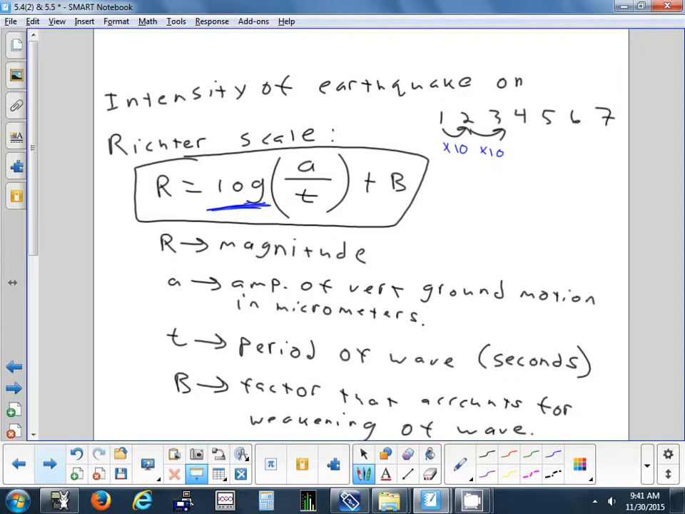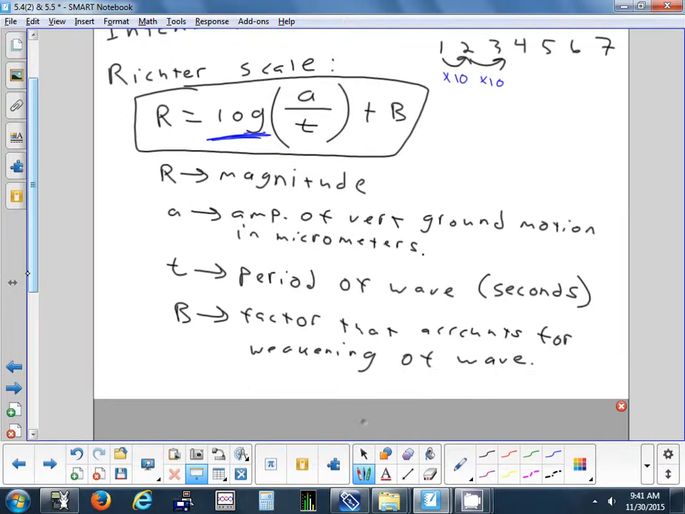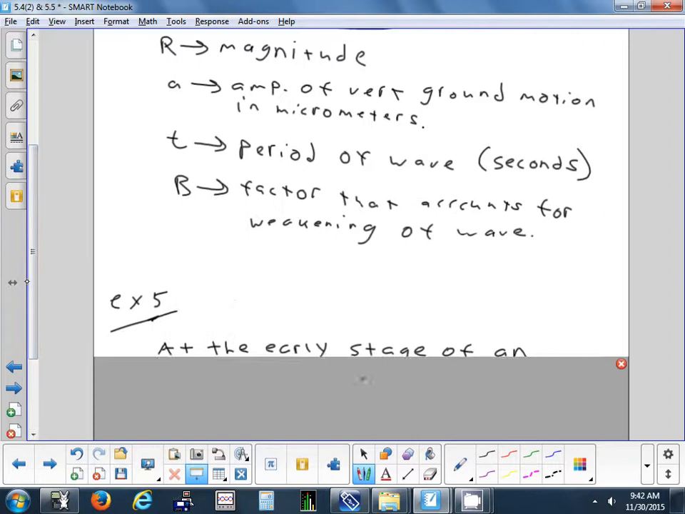And B, that's a factor that accounts for the weakening of the wave. Same idea as a pond. Think of dropping a rock in the middle. By the time that wave hits the shore, it's a lot weaker than it was right at the center. So what should we write for B? B is just a factor that accounts for the weakening of the wave. And it seems complicated, but they're going to give us everything here, so it's not that bad at all.